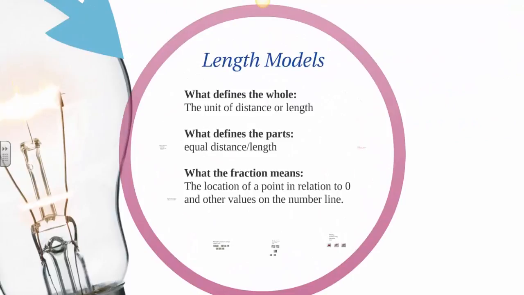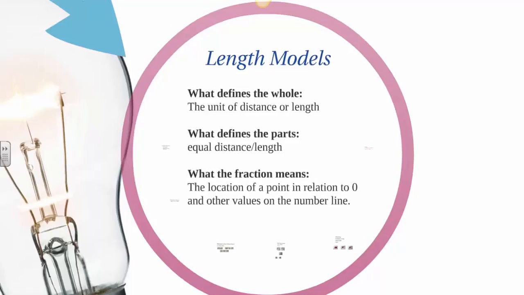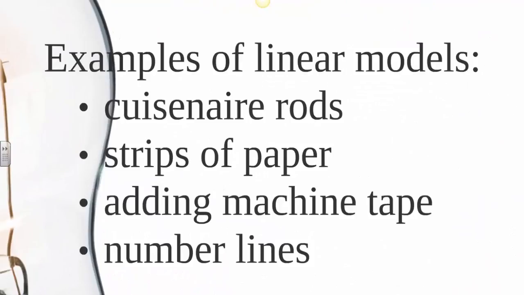Moving on to length models. When using these tools, the length of the tool determines the whole, and the parts are defined as the equal distances or lengths. Some examples of linear models or length models for fraction representation are listed here. Within this presentation, we will discuss a few models. While reviewing the number line and Cuisenaire rods, think about how the same problems can be modeled with fraction strips and/or adding machine tape.